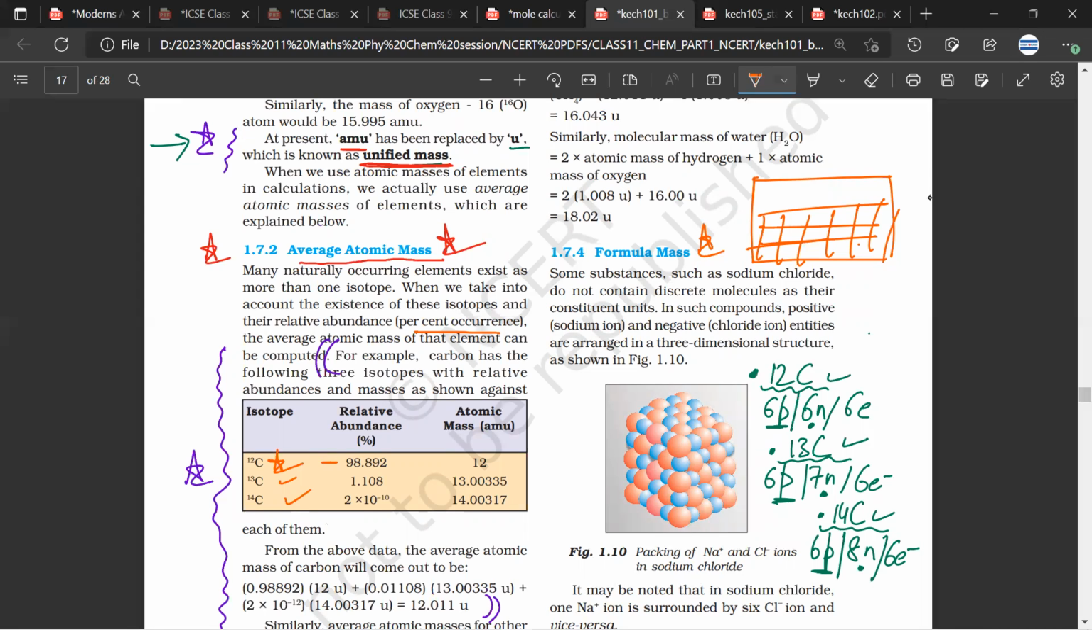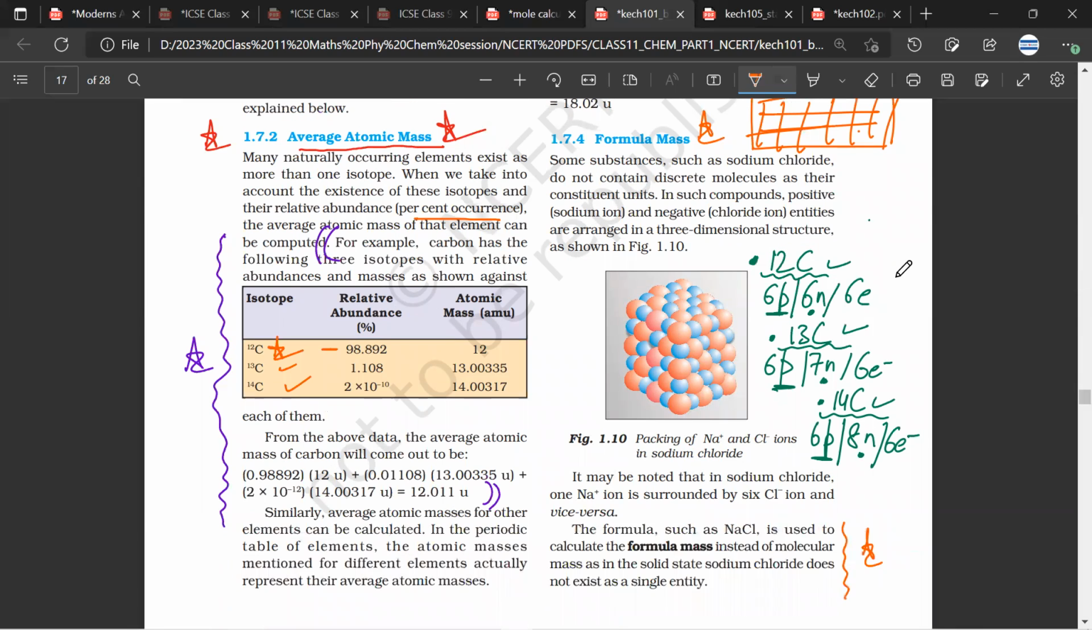So what they decided was that as per the occurrence, as per the relative abundance, these are the two words that they use, as per the abundance of that particular isotope in Earth's crust, they will be giving a weighted average of the mass. Is it making sense? So if you see closely, C12, because it is standard, is given 12 atomic mass units. Is it making sense?